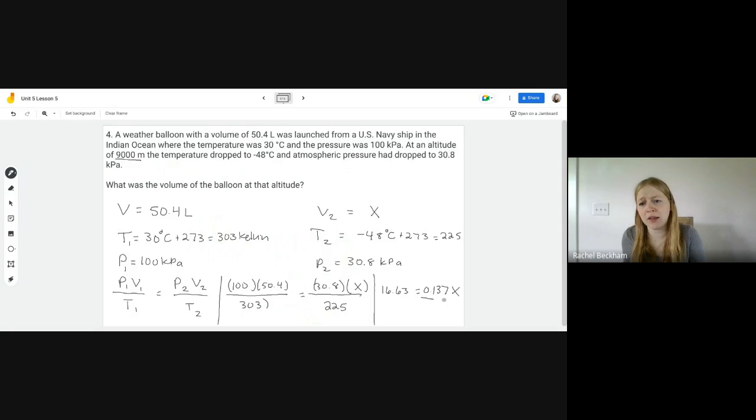I need to get x by itself. So I need to divide by 0.137. So I'm going to do 16.63 divided by 0.137. And I am getting, for my x, 121.4 liters. It's not a negative. I'm just saying that is what it is. This is problem number 4. Let me double check that that was an answer there. 121.4. Theirs rounded to 122. So sometimes there's a little bit of a rounding difference. And so 122 is going to be the correct answer there.